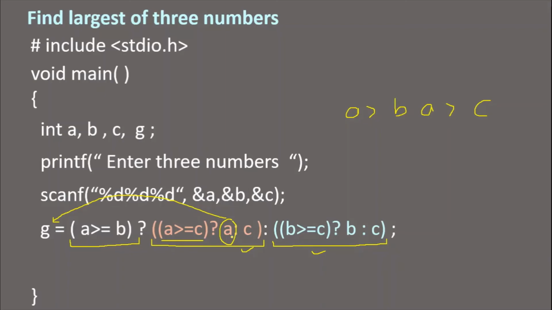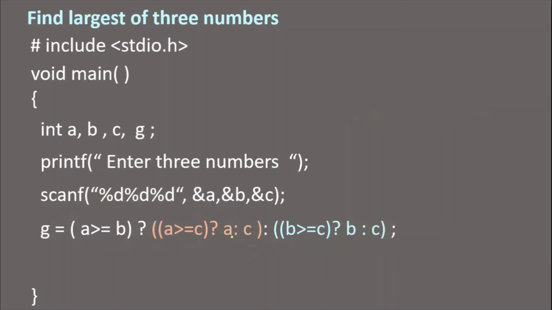Now let us check one more possibility. Let us assume that this condition is true, but this one is false. It means that A is greater than or equal to B is true, but what is false? This condition is false. This condition is false means A greater than or equal to C is false. Or in other words, I can say that C is greater than A.